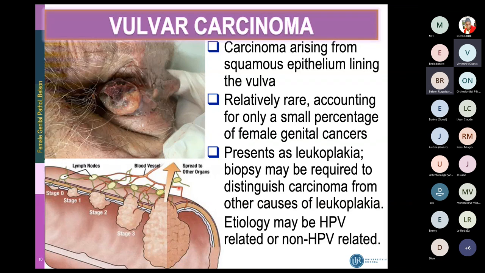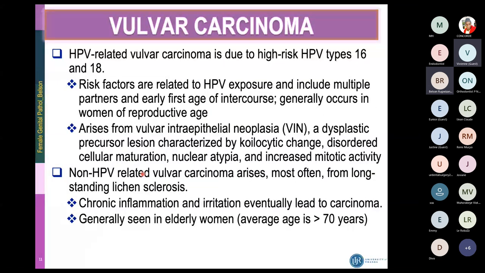You can see that in stage four, the lymph nodes here are affected. I recall stage three, the lymph node is affected. So that is how it is staged. So HPV related vulva carcinoma is due to high risk HPV types 16 and 18. So I think the risk factors of vulva cancer when it comes to HPV are the same as for the vagina and the cervix.